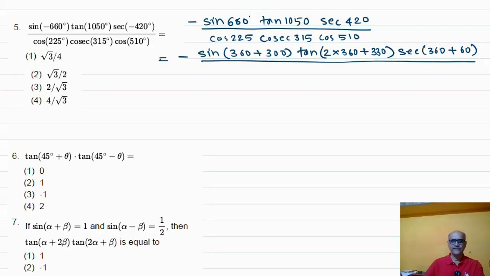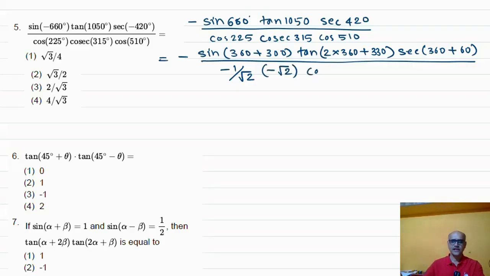cos 225. If you are able to remember directly, you can write it. In one of the videos of hints on trigonometry, I have told there are formulas, the link of which I will be giving in the description box. So cos 225, you can write it as 180 plus 45. So it will be minus 1 by root 2. Cosec 315 is in the fourth quadrant, so it is negative, that will be minus root 2.